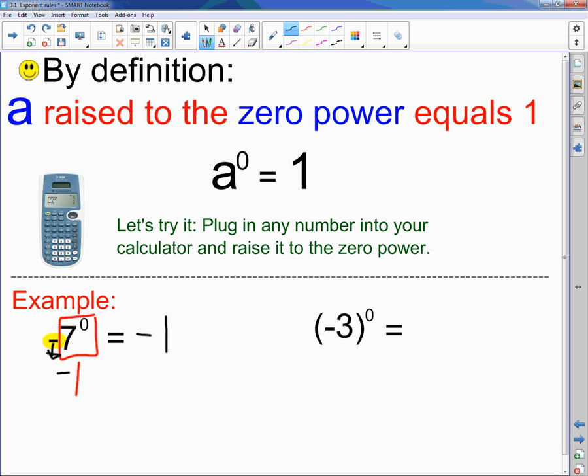If we look at the second problem, notice the negative is being raised to the 0, right? The 0 exponent is affecting both the negative and the 3, so it makes this entire piece equal 1. So final answer for this one is 1. Make sure you get the difference here. The parentheses makes a big difference. The whole problem is 1, so our final answer is a positive 1. This one doesn't have parentheses, so the 0 only affects this 7, and that negative just stays there.